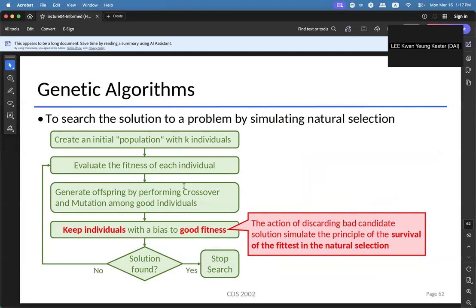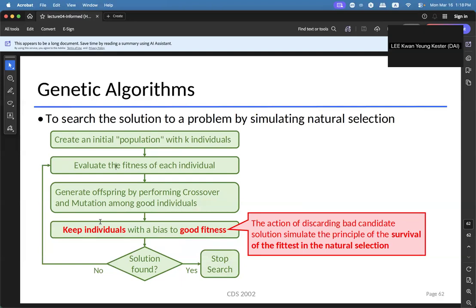Because you have the mutation, you start off with random generation of the population, and you also have random mutation. So the nature of genetic algorithm is random. Each time you can get a slightly different result when you execute it, okay? And it is not guaranteed to give you an optimal solution as well.